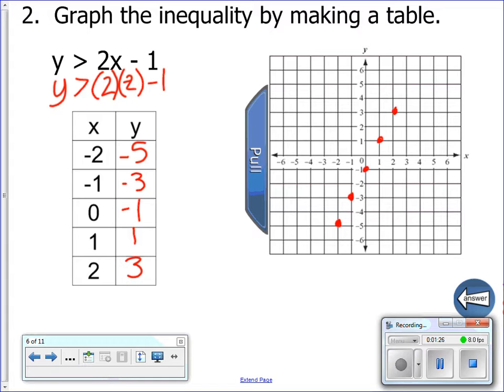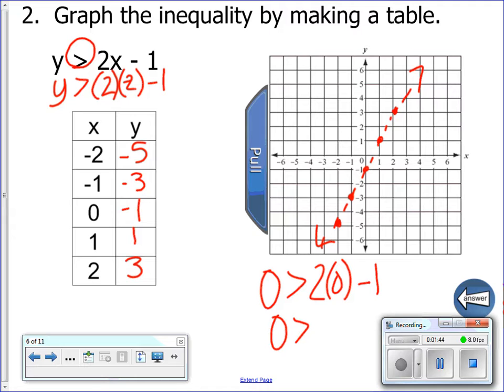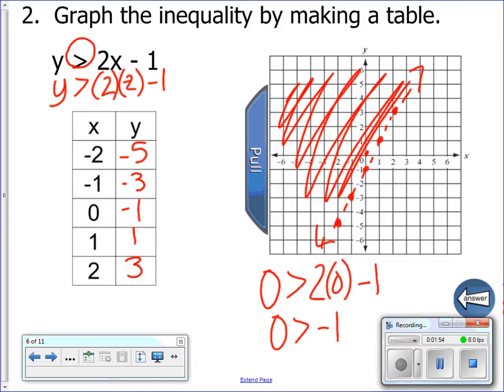Then I look over here. I see that my boundary line is dashed, so I make a dashed line. I'm going to use a test point of (0, 0). 0 is greater than 2 times 0 minus 1, so 0 is greater than -1. So yes, that means this is a point that works in my inequality, which means everything on that side is a yes.